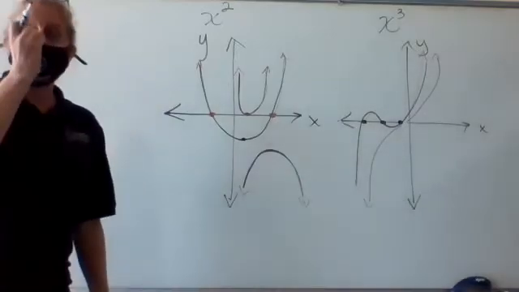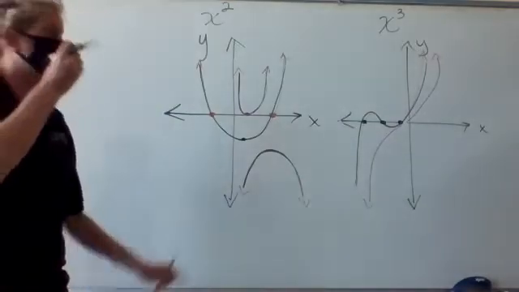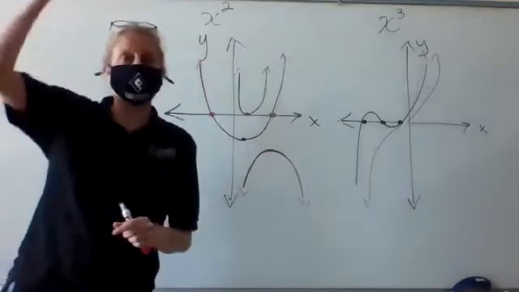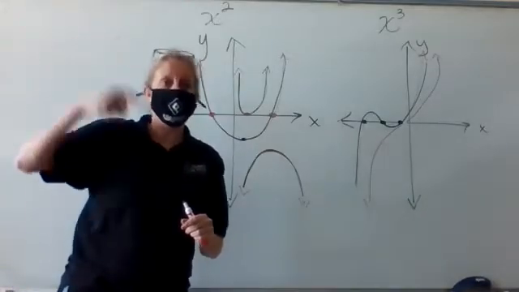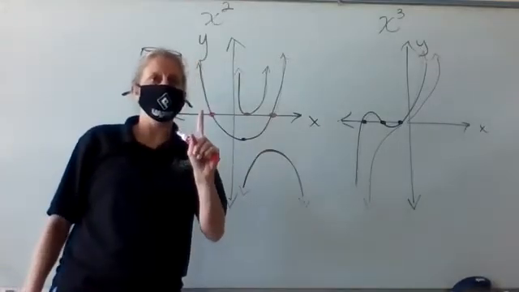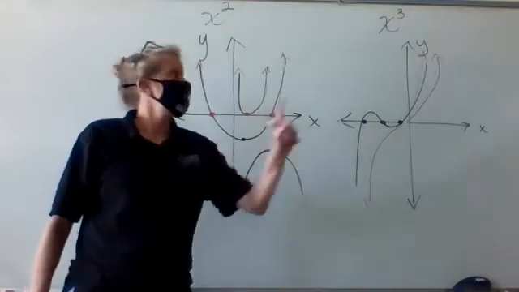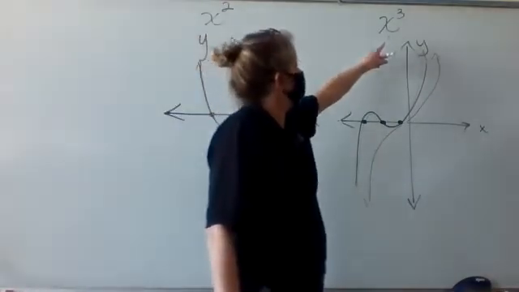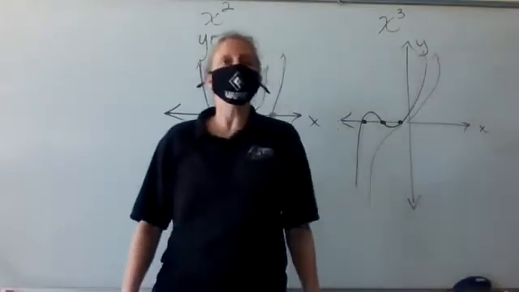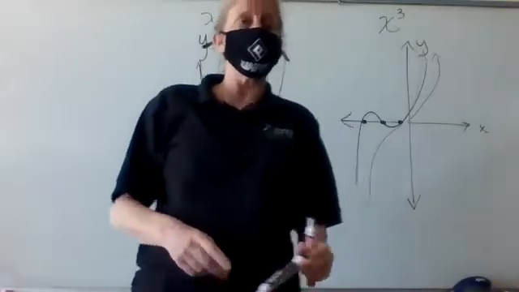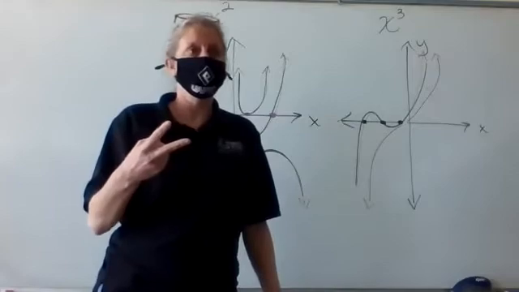So the maximum number of turning points that an x squared graph can have is whatever the highest exponent is minus 1. So that's why it can only have 1. How many should this be? If the highest exponent is a 3, the maximum number of turning points would be 2.